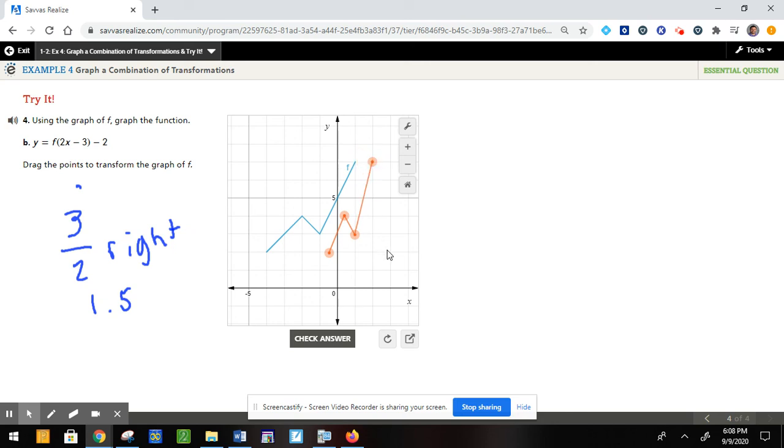Okay. That minus 2 on the outside is going to move it down 2. So just straight up move it down 2. Move it down 2. Move it down 2. And move it down 2.